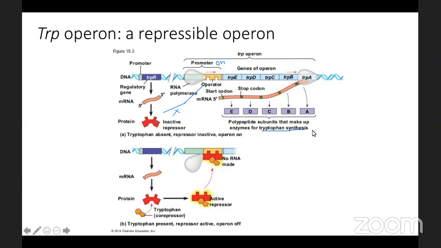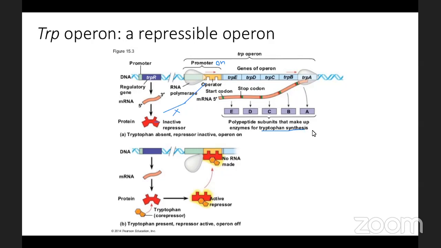But what happens if all of a sudden you find yourself as an E. coli cell in an environment where tryptophan is plentiful? If that happens, you probably don't want to waste your tryptophan making machinery because that requires energy, right?